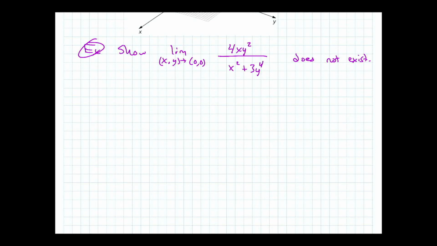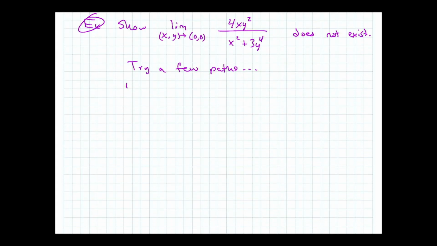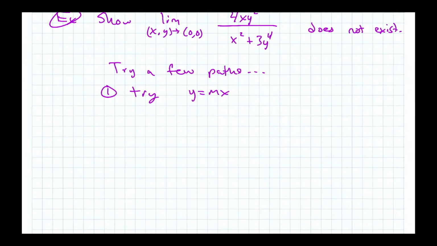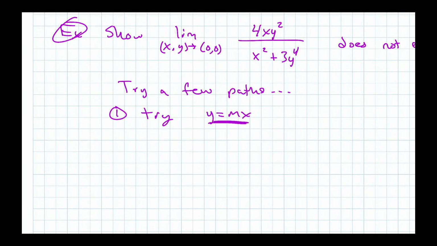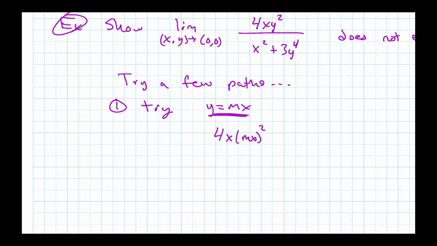So let's try a few paths and see what happens. Let's try y equals mx. Okay, if you're approaching along y equals mx, you substitute the mx in for y. You get 4x times (mx) squared, putting that in for y. In the denominator, you have x squared plus 3 (mx) to the fourth. And we're doing a limit now just as x goes to 0, because there are no y's.